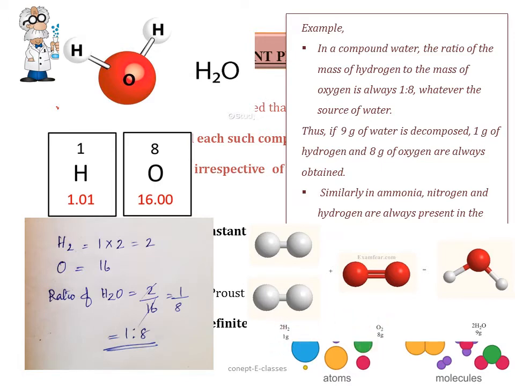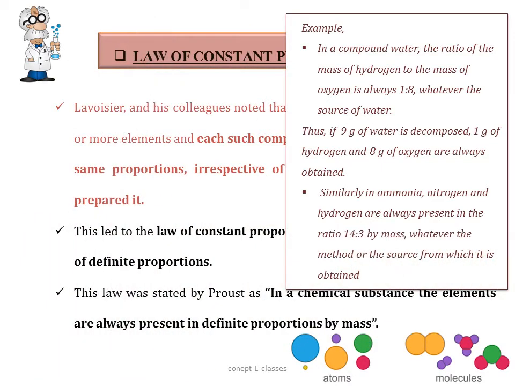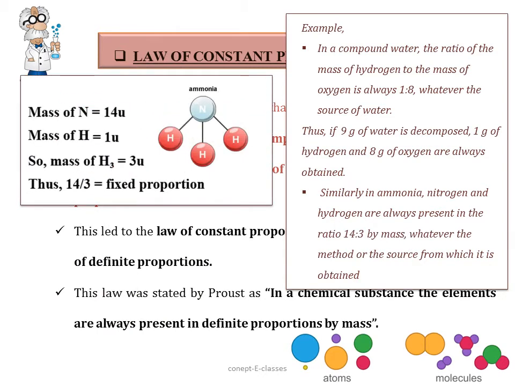Okay, similarly, in the case of ammonia, NH3, the mass of nitrogen is 14 and the mass of hydrogen is 1, but we have 3 atoms here, so 3 into 1 is 3. So the proportion is 14:3. If you take ammonia from any source, always the elements would be the same. Nitrogen and hydrogen will be the atoms, and the ratio would be 14:3.